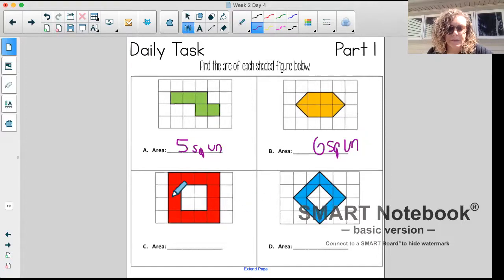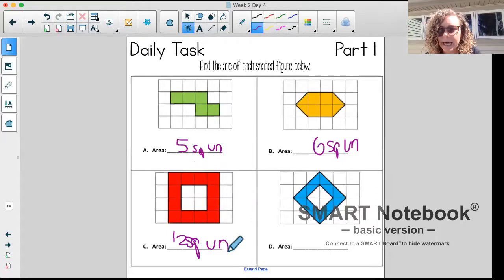All right, figure C has squares all around, but the inside squares are not shaded, so we're not going to count those. We're going to add up 1, 2, 3, 4, 5, 6, 7, 8, 9, 10, 11, 12. The area of this figure is 12 square units. I'm writing a little sloppy today.